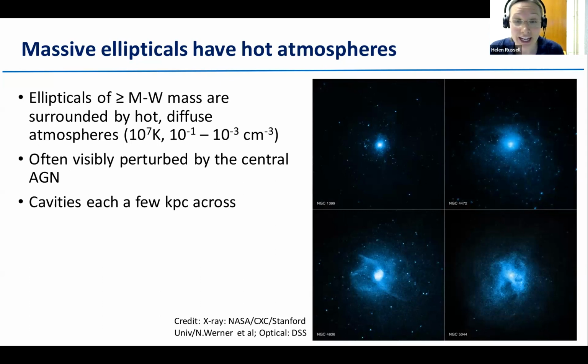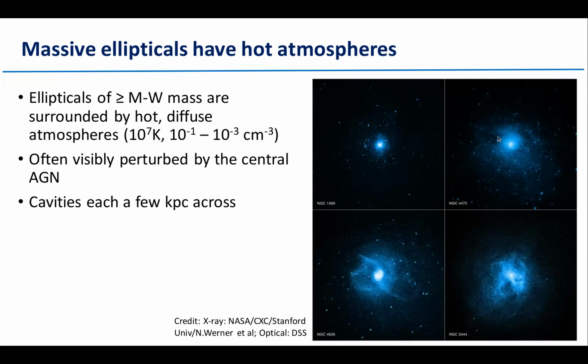But we're not just looking at spherical, hydrostatic hot atmospheres. You can see they're clearly perturbed. And this is all down to activity from the central AGN. It's producing fantastic structure in here. We've got all kinds of, Mike, can you see my cursor? Does that work? Yes, I can see that.